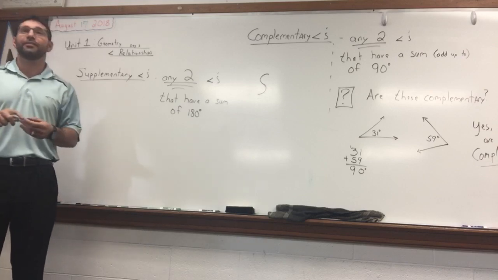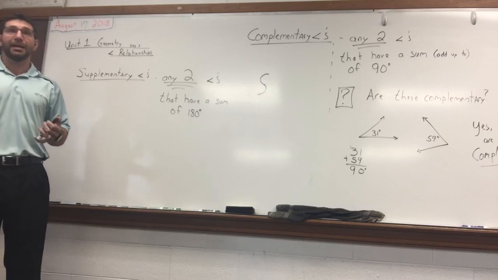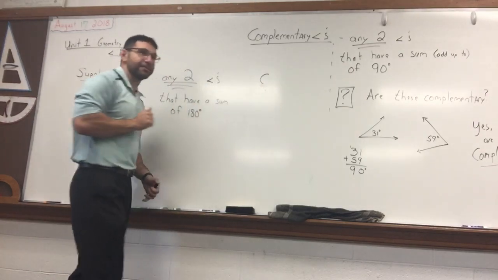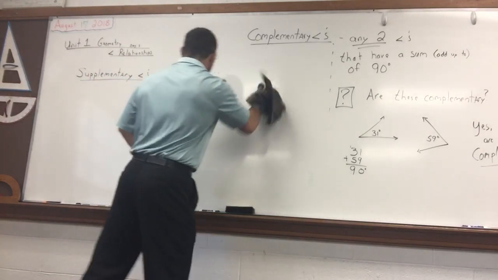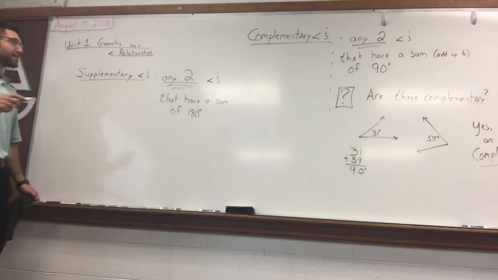Okay, that's one way, and if you can think of a better way, good. That's just one way that I've come up with. A complementary angle has to add up to 90. Supplementary adds up to 180. Complementary is half of supplementary. Well, let's take a look. So, any two angles that have a sum of 180.